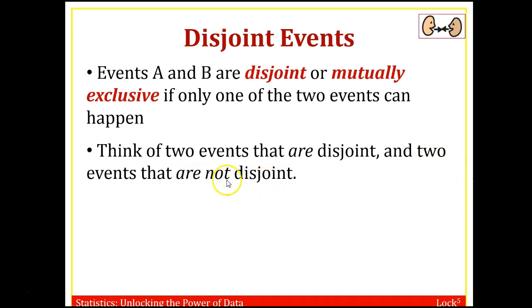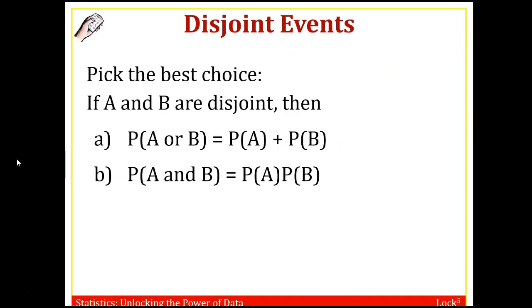Two events that are not disjoint: you can think about pulling a card from a standard 52 card deck, getting a heart and getting a queen. Those would be two different events, but they can happen at the same time. I would suggest you see if you can write down two events that can't happen at the same time. The Warriors winning the NBA championship and the Cavaliers winning the NBA championship cannot both happen. All right, so if A and B are disjoint, meaning they are separate and cannot happen at the same time, which of these two do you think would be true?